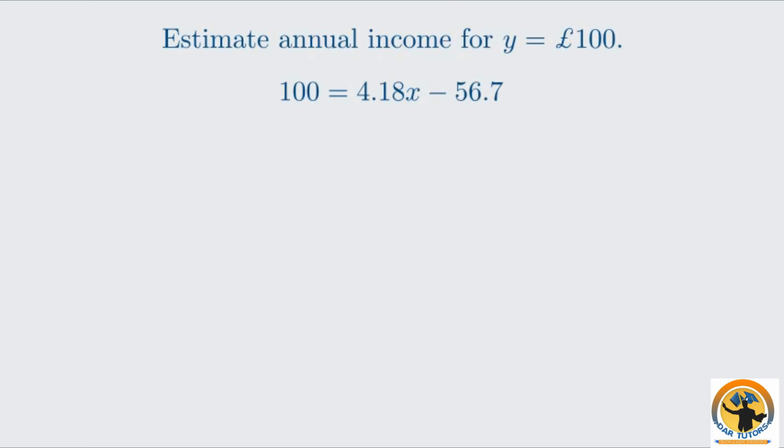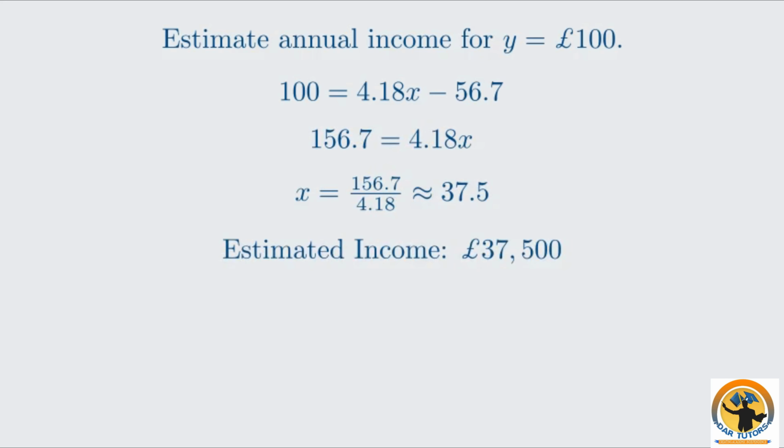For example, let's estimate the annual income of a family whose weekly grocery bill is $100. We set y = 100 in our equation. Solving for x, we add 56.7 to both sides to get 156.7 = 4.1t. Dividing by 4.1 gives us t approximately 37.5, so we expect a family with a $100 weekly grocery bill to have an annual income of approximately $37,500. This prediction is an interpolation, and it is considered reliable because it's within the data range and there's a strong linear correlation.